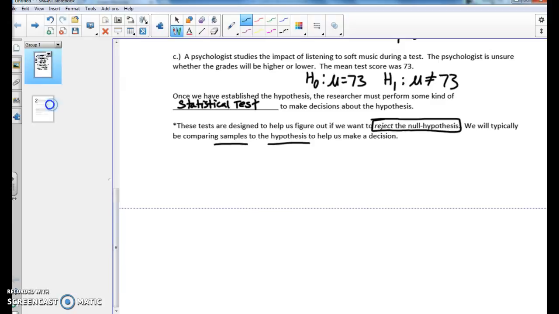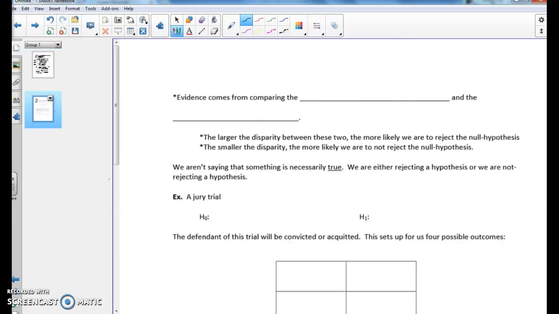Go ahead and go to the next page, or flip it over. It's just one page. Evidence for these comes from comparing the mean from a sample, which we just said on the previous side, and the hypothesized mean.